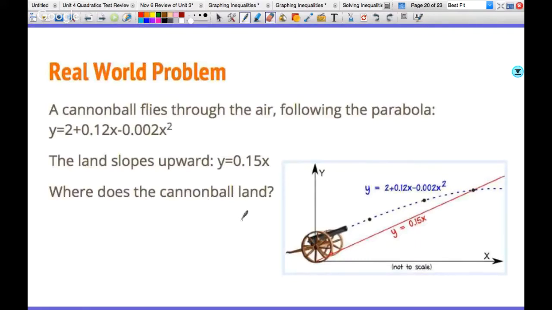All right, real world problem. Where is this cannonball going to intersect this slope? All we have to do is plug in or do a substitution, combine like terms, we get 0.15x equals 2 plus 0.12x minus 0.002x squared. Let me subtract this from both sides, get it into kind of a standard form.